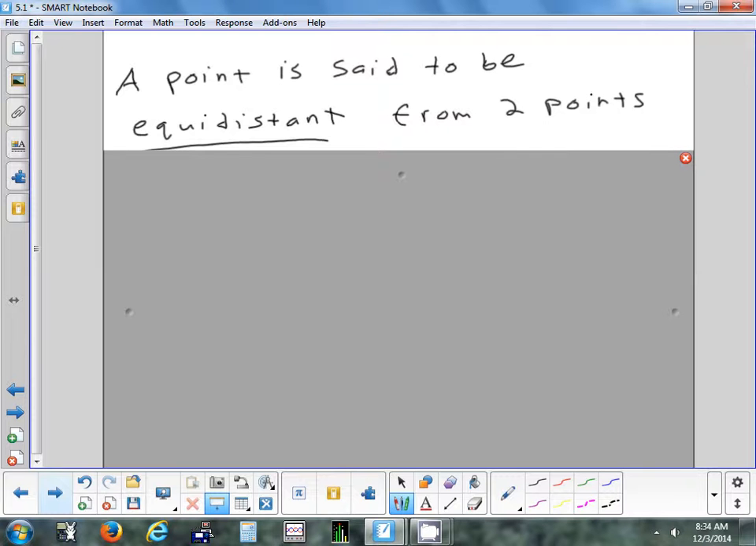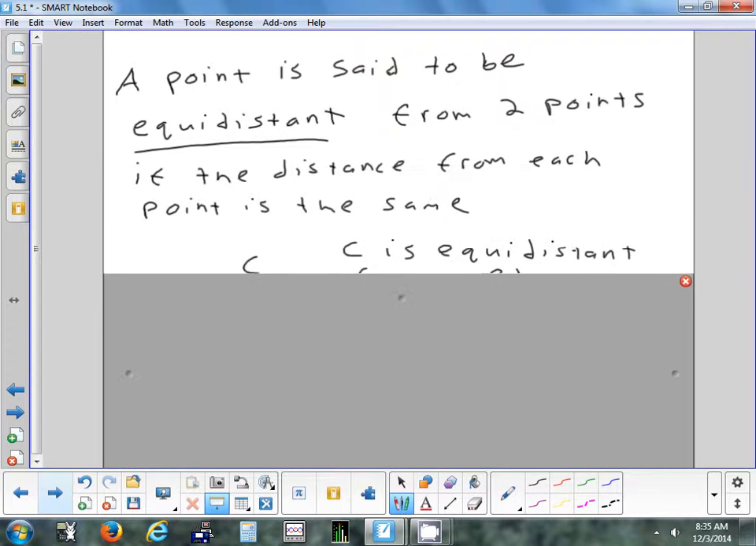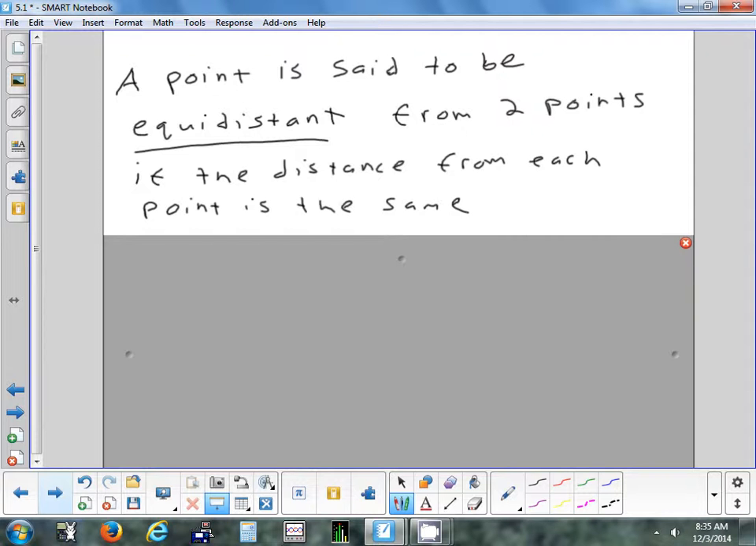Okay, equidistant. What word do you see there that might be familiar to us? Or it's kind of similar to what other word? Equal, yeah, equals. This has something to do with being equal. So a point is equidistant from two other points if the distance to each point is the same. So if I said I'm equidistant between the front wall and the back wall, that means that I would be standing exactly halfway between a point on the front wall and a point on the back wall. So I'm equidistant between 2 points.